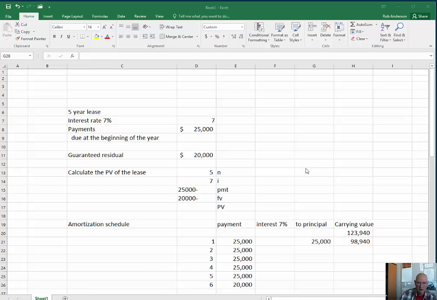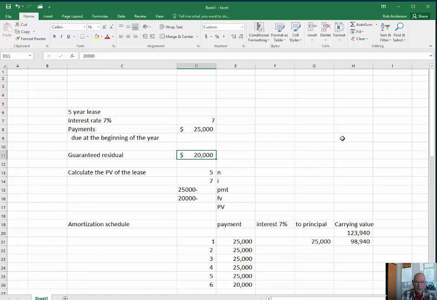So let's look at the lease that we are signing up for. We have a 5-year lease term. The interest rate is 7%. Payments are due at the beginning of the year and they are $25,000. And we also have a guaranteed residual of $20,000.